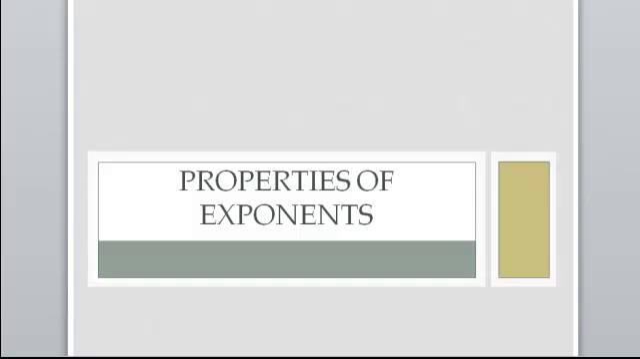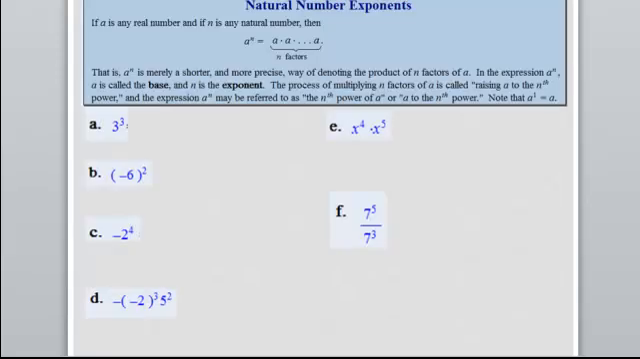Properties of exponents are next on our agenda. Natural number exponents. If a is any real number and if n is any natural number, then a to the n is equal to a times a times a times a, n times.